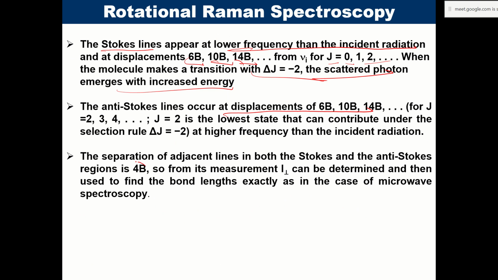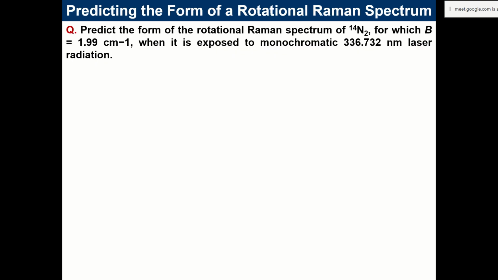Separation of lines we have already seen, it is 4B. When you perform this measurement and get 4B, you get B, the rotational constant, and the bond length can be found. So given a situation, you should be able to calculate for nitrogen. In the rotational Raman spectrum for nitrogen, the laser used was 336 nanometer. Predict the form of the rotational Raman spectrum if B is this value.